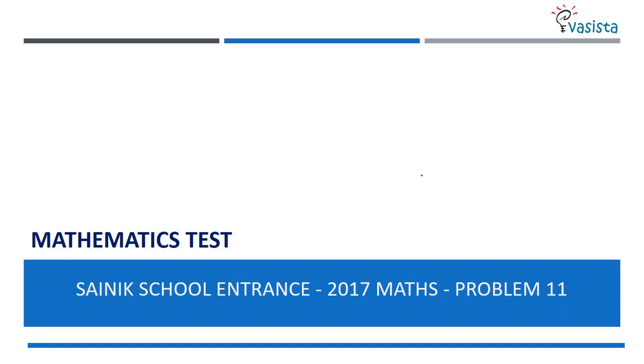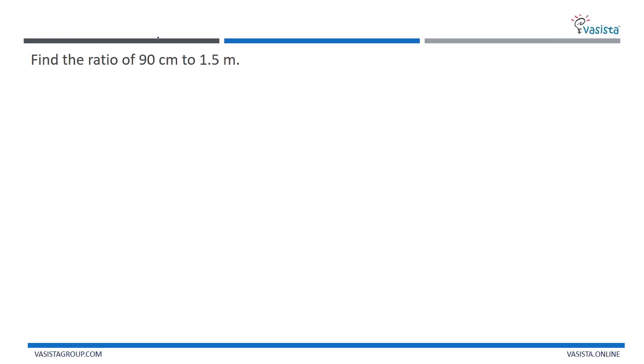Let me go with the 11th one. Find the ratio of 90 centimeter to 1.5 meter. Whenever you are going to find the ratio, the unit must be the same, then only you can compare it.